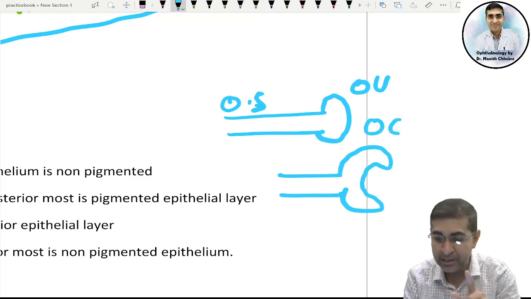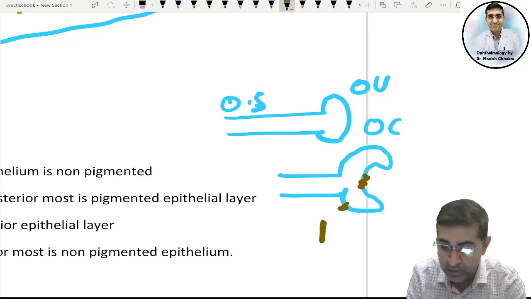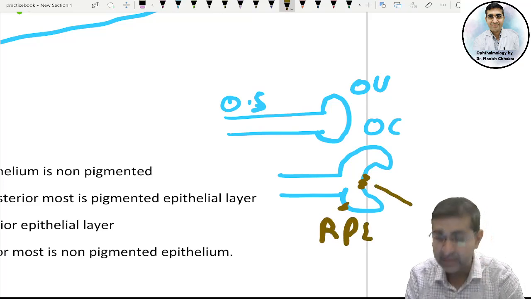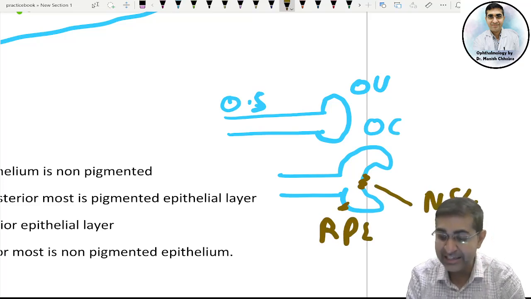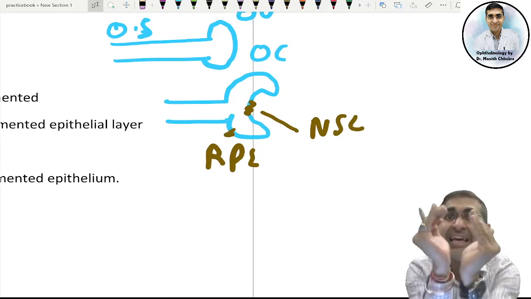Now this optic cup has an inner part and an outer part. The outer part forms the retinal pigment epithelium, while the inner part forms the neurosensory layer. So what is the neurosensory layer, boys and girls? It is the inner 9 layers of the retina.